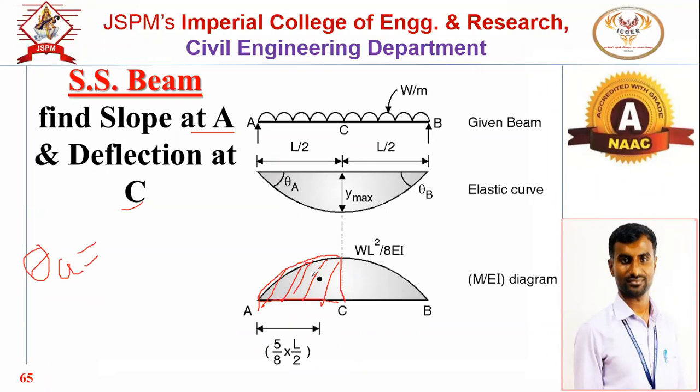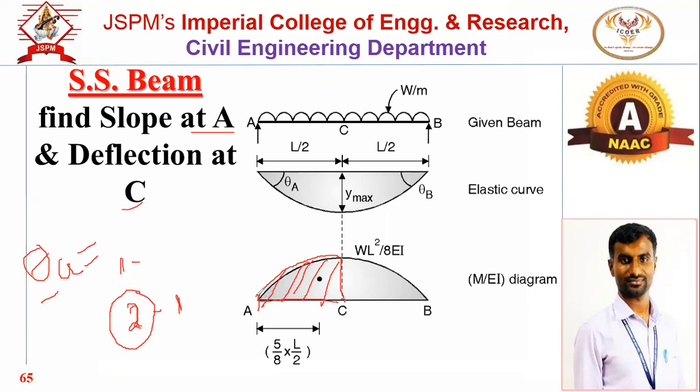Yes. So we have to consider 2 points that we know. There will be 2 points of consideration. Out of the 2 points, at one point the slope must be 0. Because the first theorem is what? Change in slope is equal to the area under the M by EI diagram.